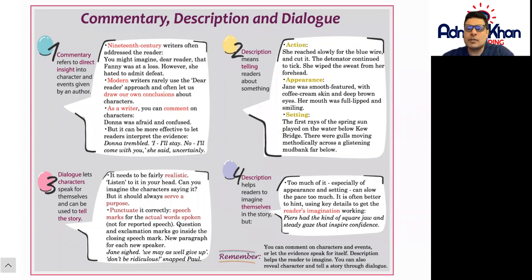Point number 2 is all about description, which means telling the reader about something. Now, description could be the appearance of what a character is wearing in terms of their clothes, their appearance, the color, and so on. It could be the appearance of their facial features. So in this case, we've got an example that says "Jane was smooth-featured with coffee cream skin and deep brown eyes." So very straight away, you get an impression of what Jane's appearance is like. And that comes under description.